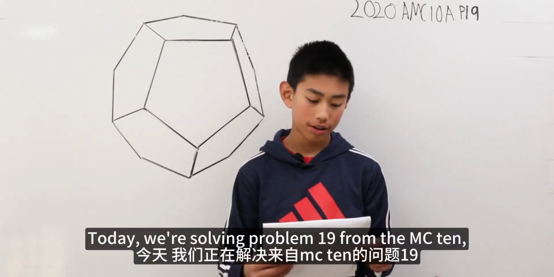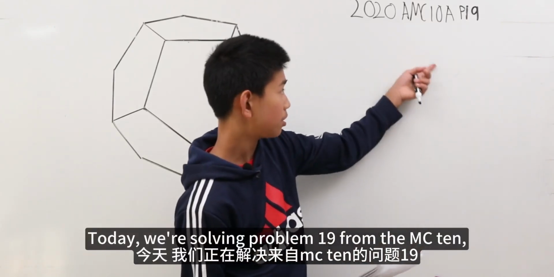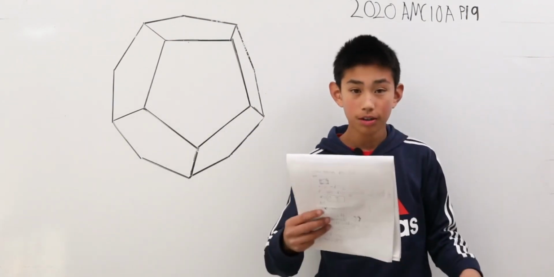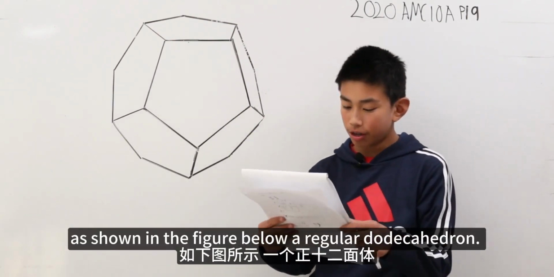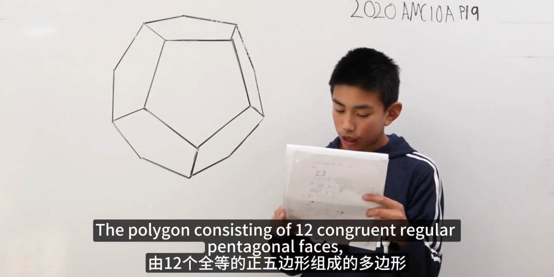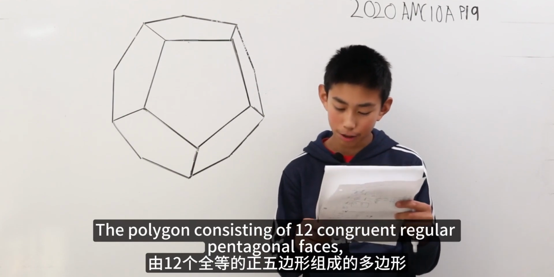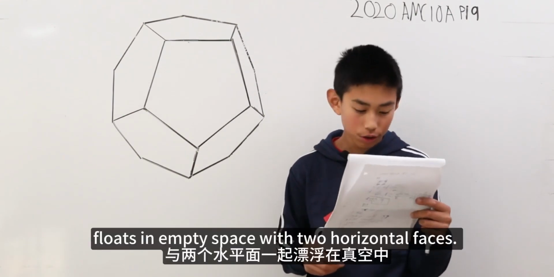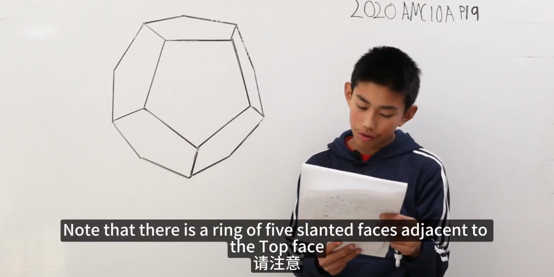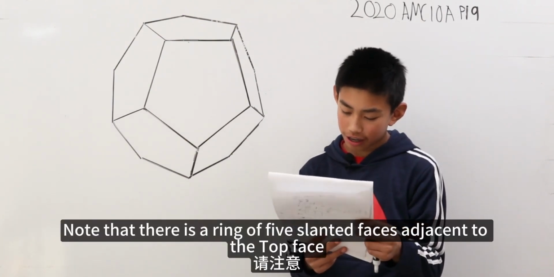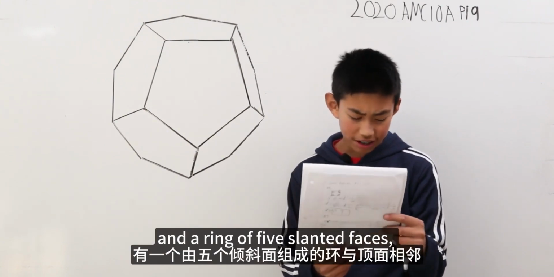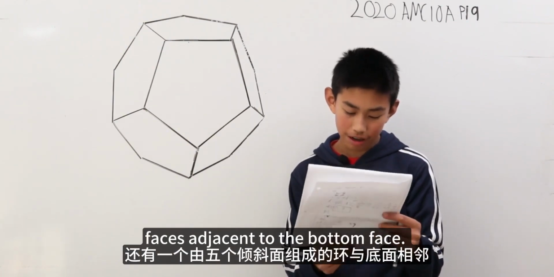Today we're solving problem 19 from the AMC 10A from 2020. As shown in the figure below, a regular dodecahedron, the polyhedron consisting of 12 congruent regular pentagonal faces, floats in empty space with 2 horizontal faces. Note that there is a ring of 5 slanted faces adjacent to the top face and a ring of 5 slanted faces adjacent to the bottom face.